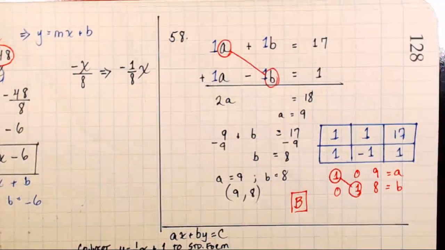I guess their order isn't so important. It just said two numbers. It didn't have any specific order. So B, 9 and 8 or 8 and 9, for number 58.